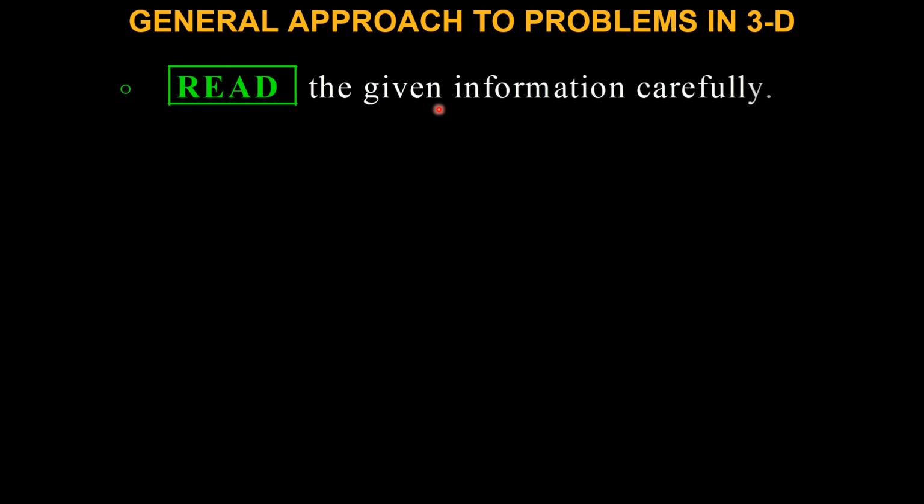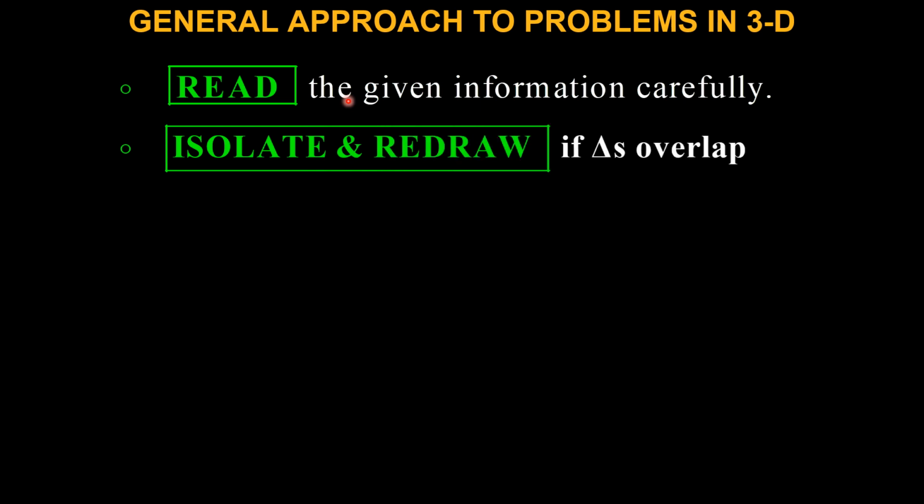Now let's look at a general approach to problems in 3D. First of all, in these types of problems, it's always important to read the given information. Whatever information is given needs to be used. No information will be given if it's not needed in the solution of the problem. Next, looking at our diagrams, if you have triangles overlapping or one triangle is maybe behind the other, then you have to redraw them. It's best to isolate them, separate them, take them out, social distance them. So then it's much easier to use.